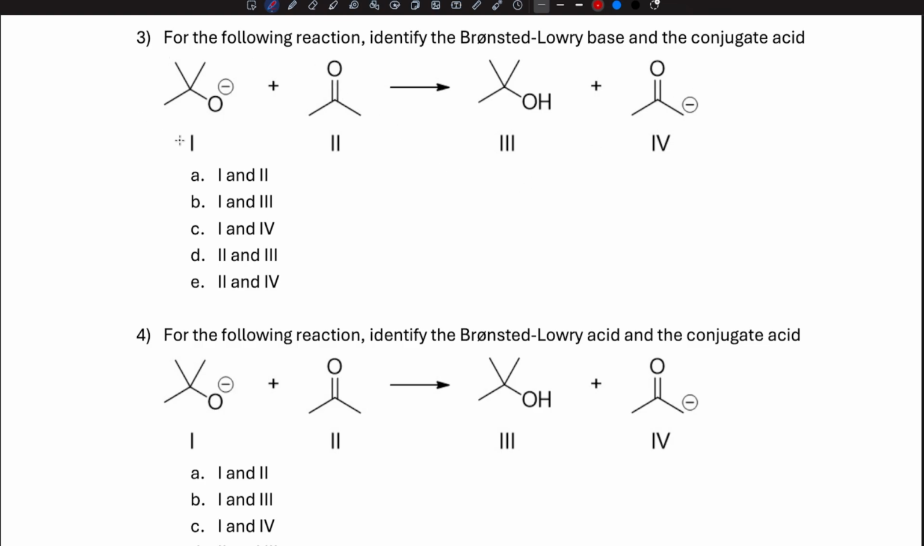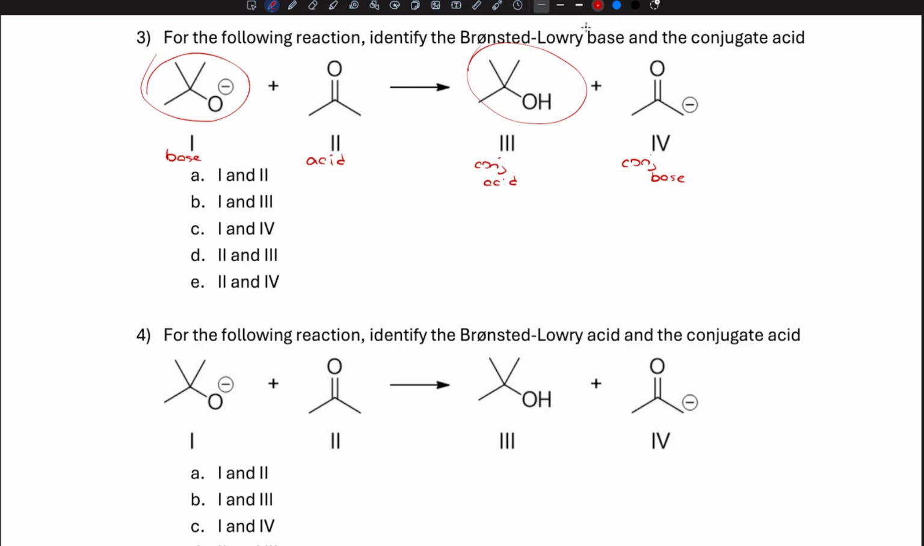And so what I can notice is that this species looks a lot like this species, except that it gained a proton. And so if it gained a proton, that means that this must be the base. All right? And conversely, structure 2 should be our acid. Now, if the base became this and the acid became this, that means that structure 3 is our conjugate acid, and structure 4 is our conjugate base. Because if we were to read this from right to left, then this guy donated to become this, and this guy accepted to become this.